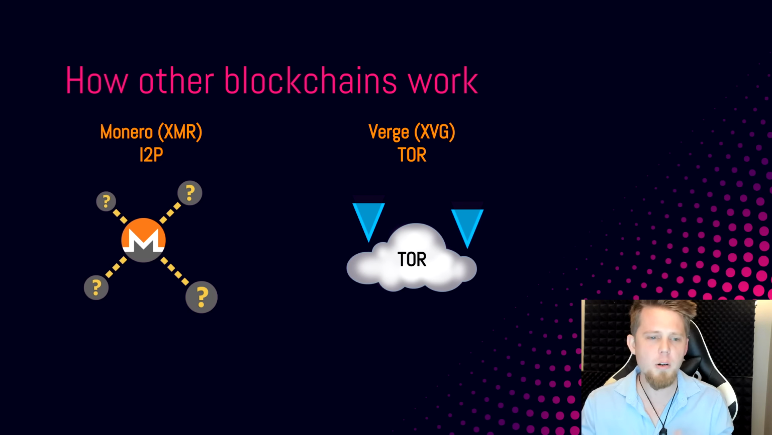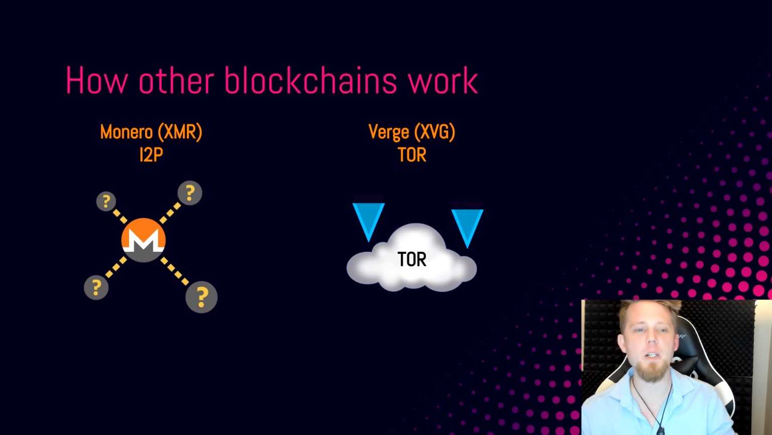So there are other blockchains out there, such as Verge and Monero, that have taken slightly different approaches. And so I'll briefly explain those to you now. So Monero uses the I2P protocol. Now, this is good, but it requires a lot of really deep integration into the wallet, like a lot. It's got its limitations, but overall it's actually pretty good. But it makes integrating with their wallet rather difficult.